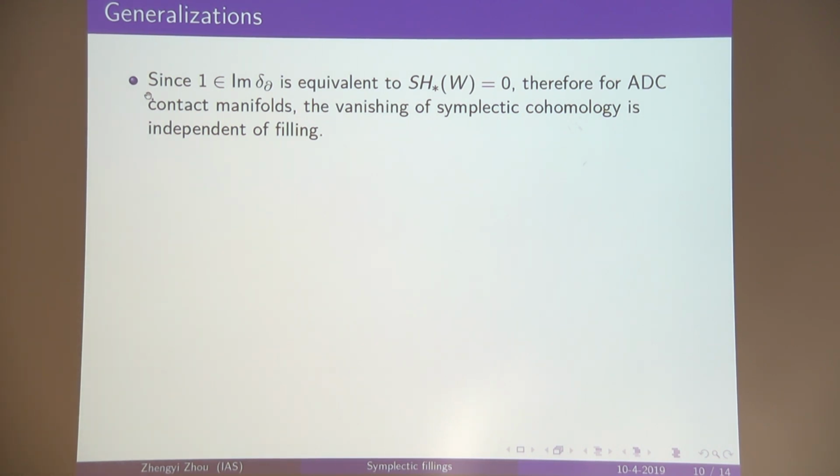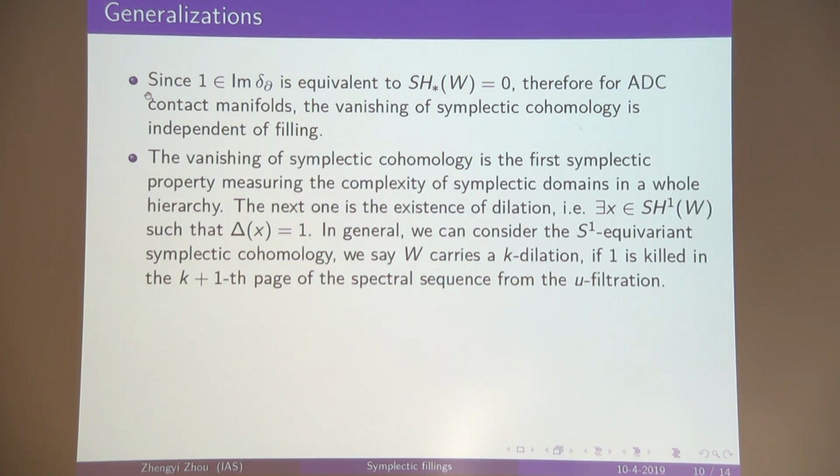of the filling. And the other thing is the vanishing of symplectic homology is actually the first property in a whole sequence. And the next one is called dilation, which has something to do with S1 action on the loops. And we have a BV operator. We say it has a dilation if there's an element in degree 1, so that BV operator hit on it, you have 1. And similarly, this is introduced by Seidel and Solomon.